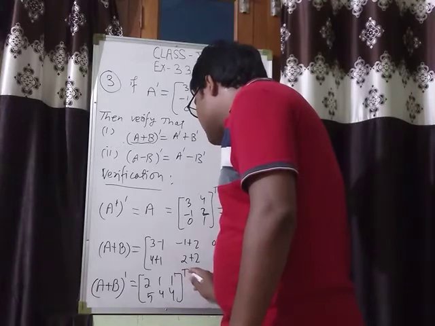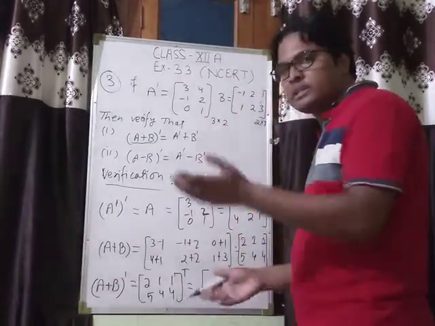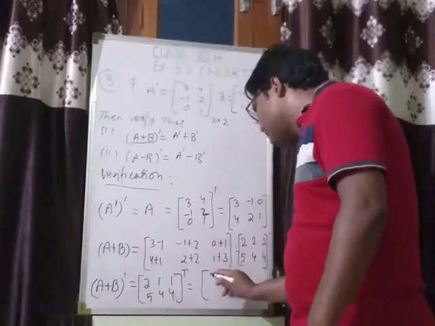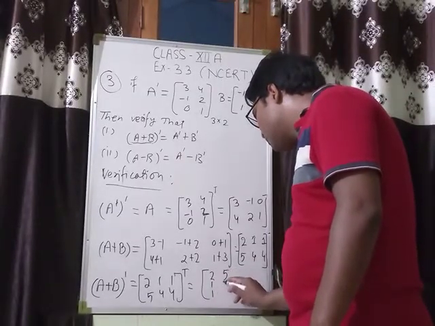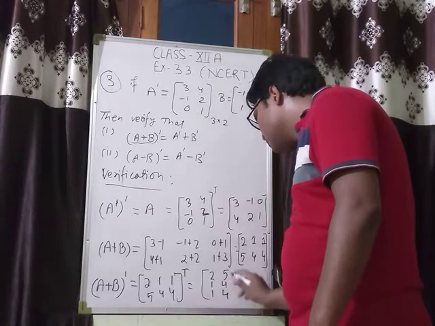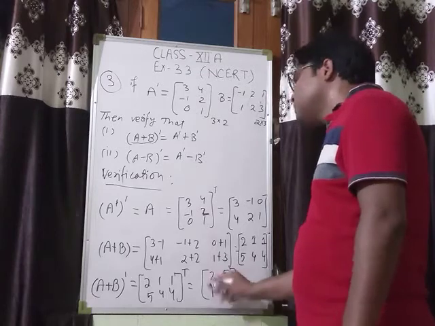Find out its transpose. That will be, there are 2 rows, so we interchange rows into columns. So we have 2, 1, 1, 5, 4, 4. So this is your (A plus B) transpose. This matrix is (A plus B) transpose.